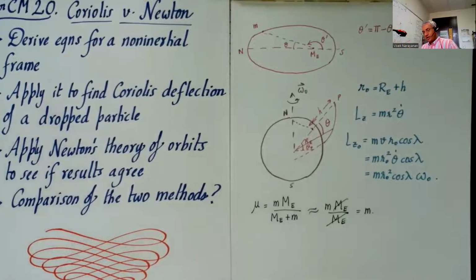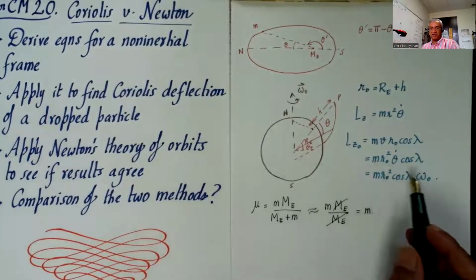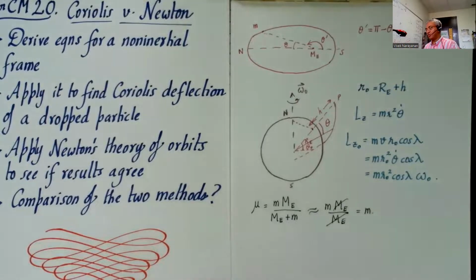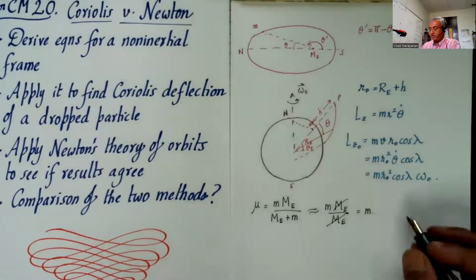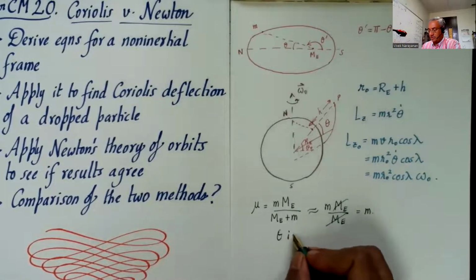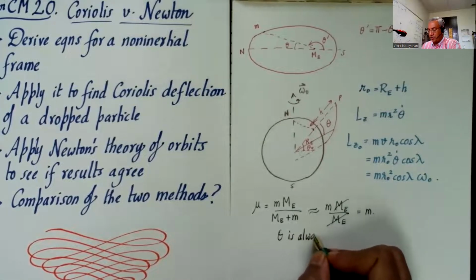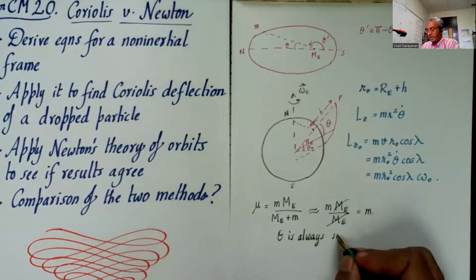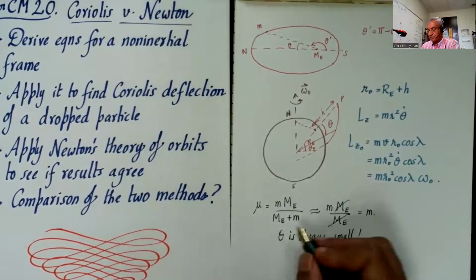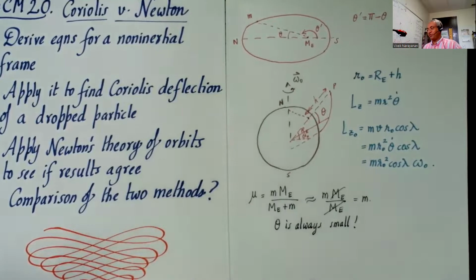We'll also assume there's no air drag. It's in fact only if air drag is 0 that the torque is 0 and the angular momentum is conserved. So we need a planet without air to have this calculation. And finally, we also assume the angle theta always stays small. If theta is always small, we can make small angle approximations. And small angle approximations are going to save our skin here.